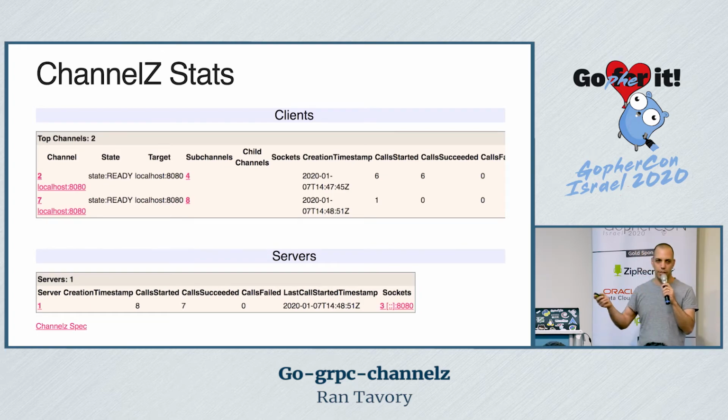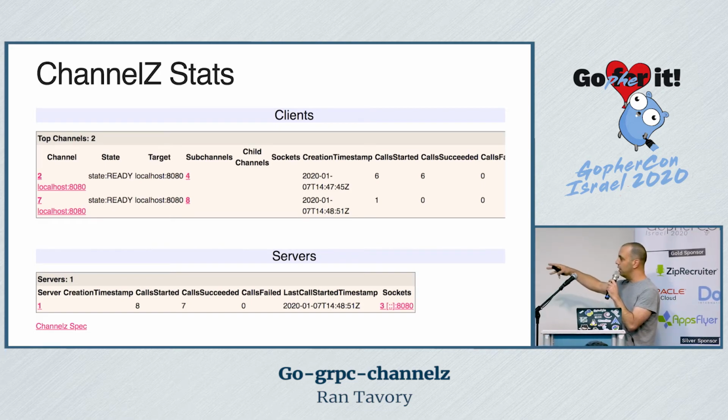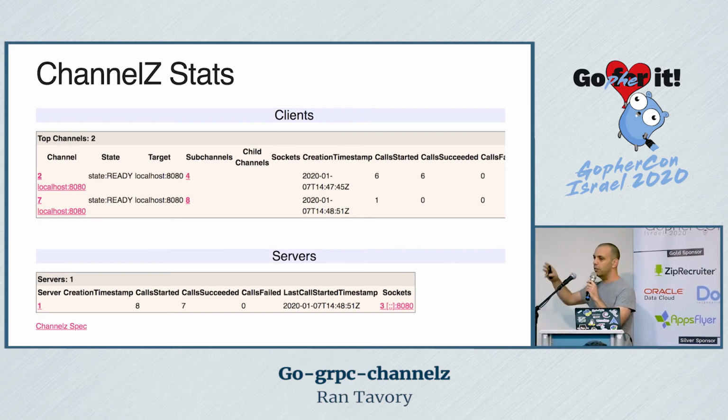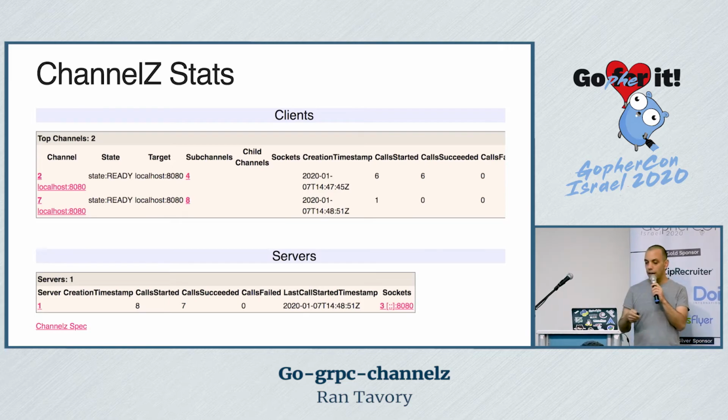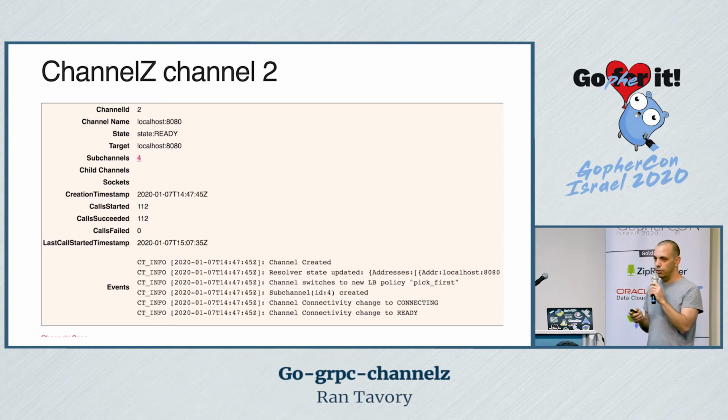So, for example, this is the main page of this component. You embed that HTTP handler into your gRPC server or gRPC client, and you could see, for example, the open channels, their endpoints. You could see the number of sub-channels for each. You can see the number of calls started, calls ended, calls failed, etc. And then you could also click. So for example, let's click on channel 2.